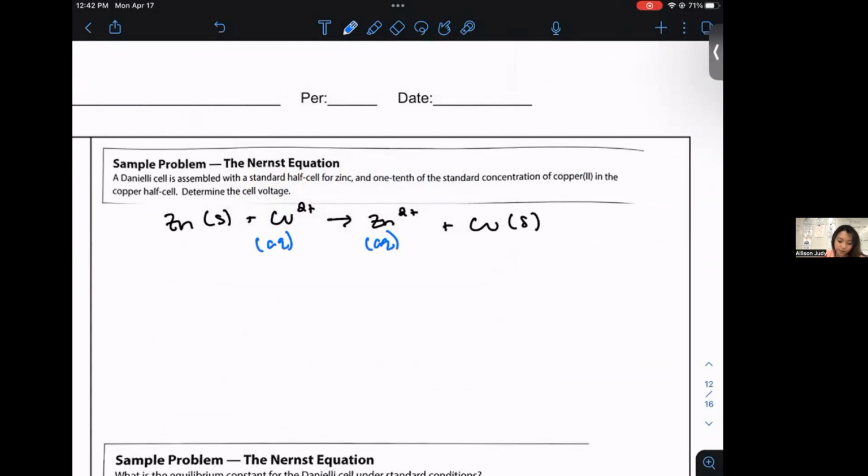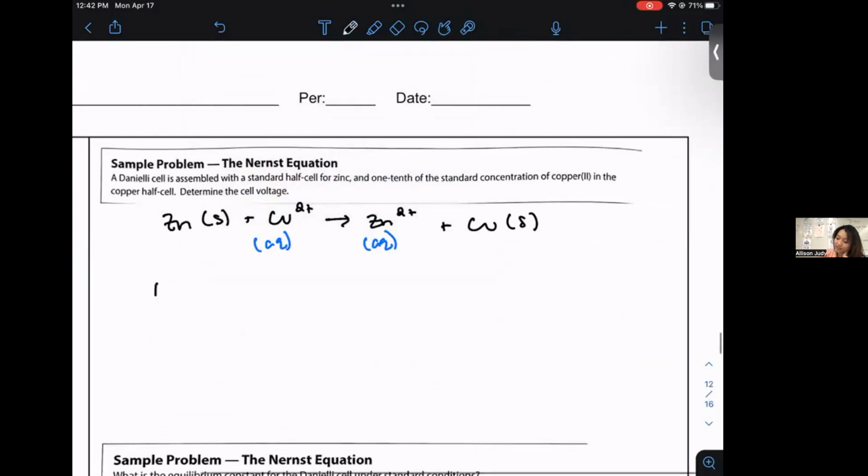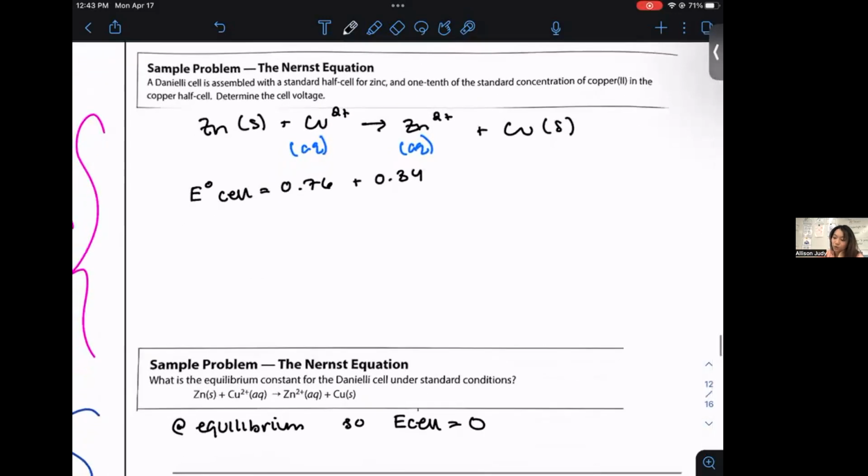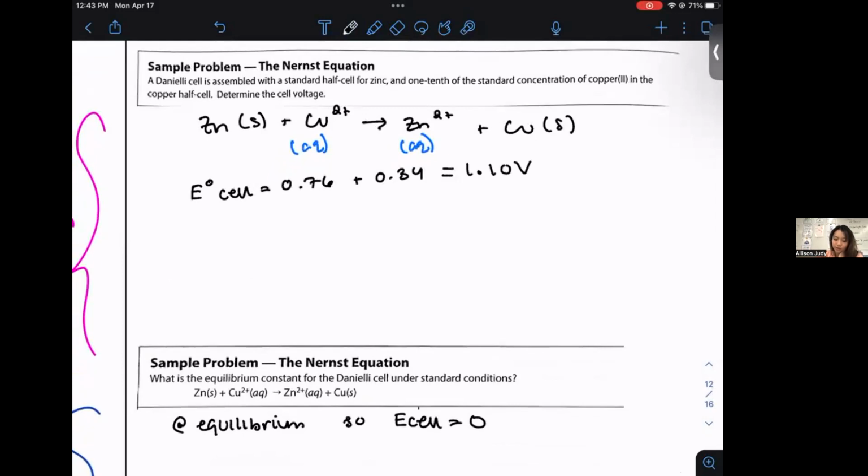So you would have looked up on the table the E cell, and you should have gotten the E cell under standard conditions for this, which is 0.76 plus 0.34. Don't forget you flip the sign for the oxidation, because according to the table, it's always given in terms of reduction potential. But if it's serving as an oxidation, you're going to flip that value. But you never multiply electropotential. You never ever multiply it. And so that's equal to 1.10 volts.